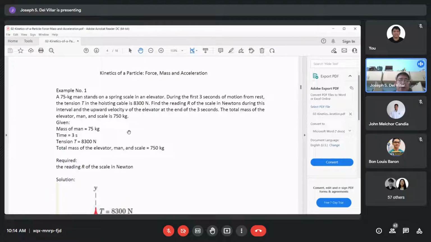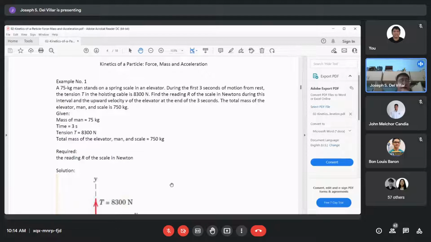Okay? So this is the total mass. This is the mass of the man, mass of the elevator, and mass of the scale. Okay? So write all the given. Okay, so those are the given. Okay, so if you are going to get the mass of the elevator and the scale, you just subtract 75 from 750. Right? Because the man is already included there. Okay? So required the reading R of the scale in newtons.